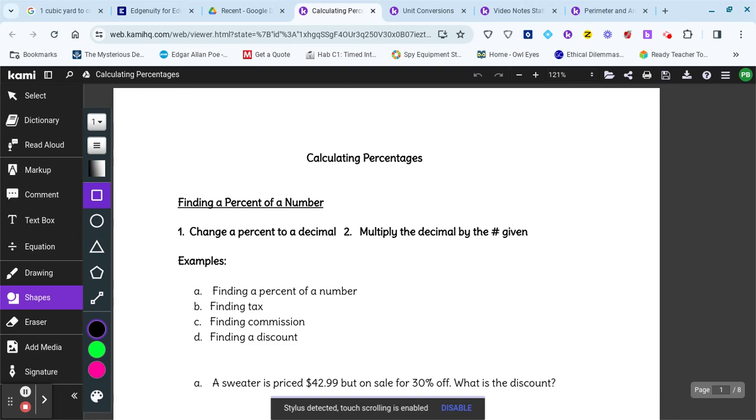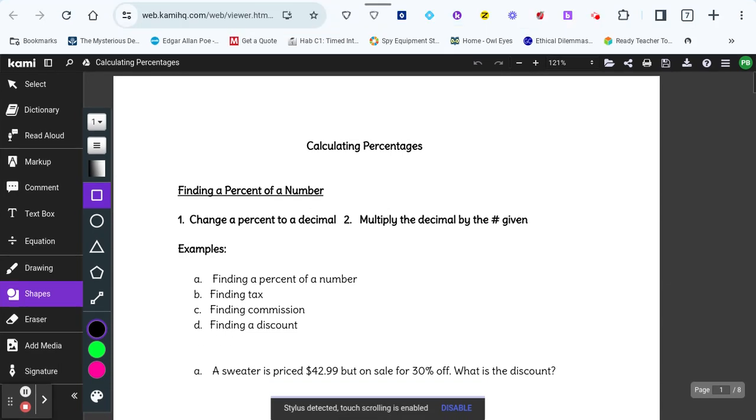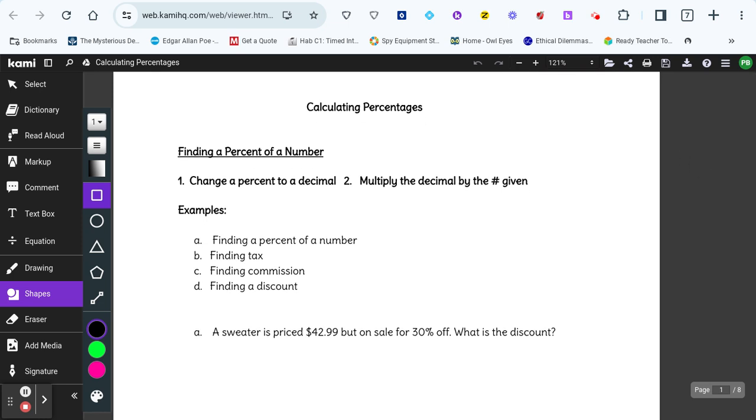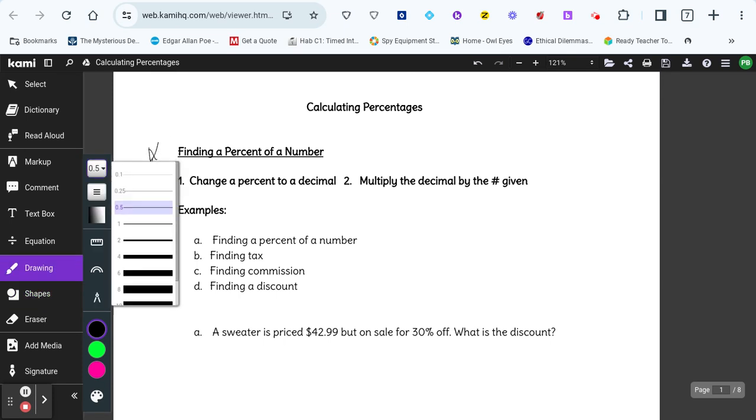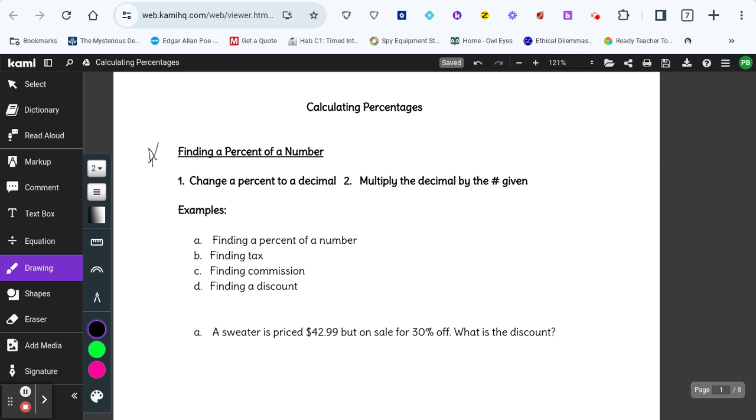All right, we're going to start this unit on calculating percentages. I'm probably going to break this up into two parts. So this is going to be part one. We'll start with finding the percent of a number. And it's very easy. So we're going to be finding a percent of a number.